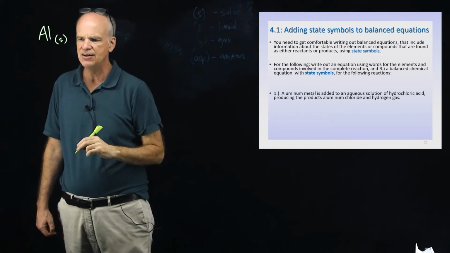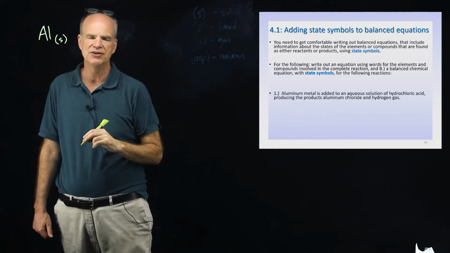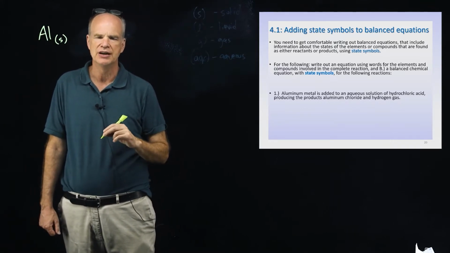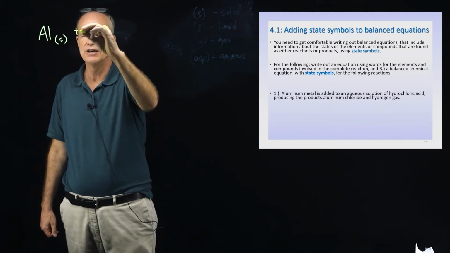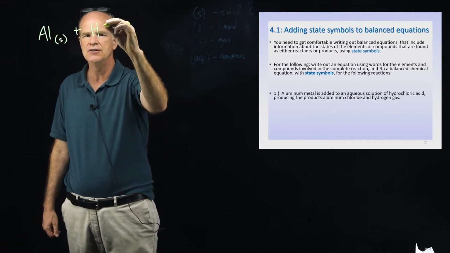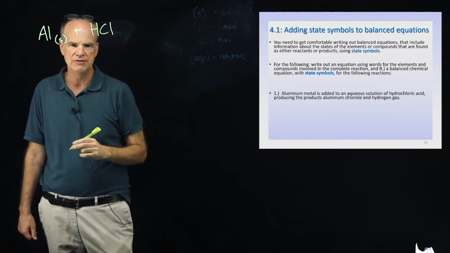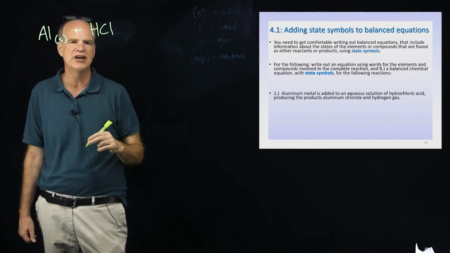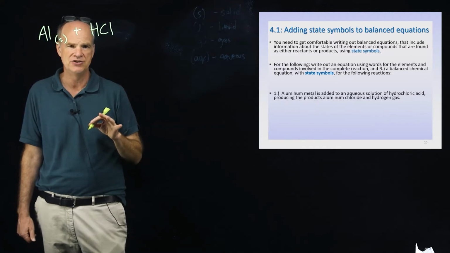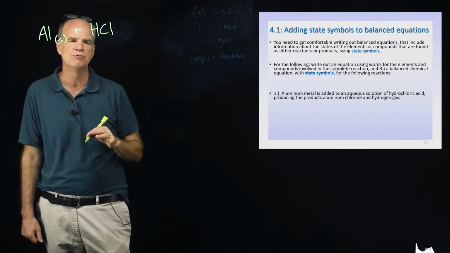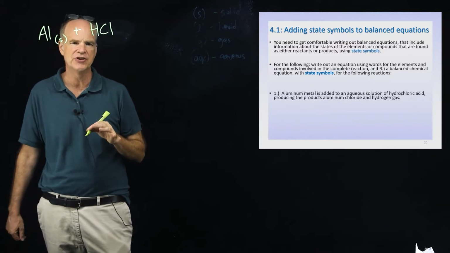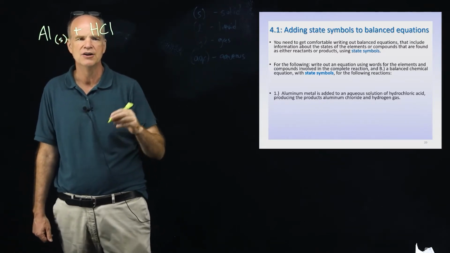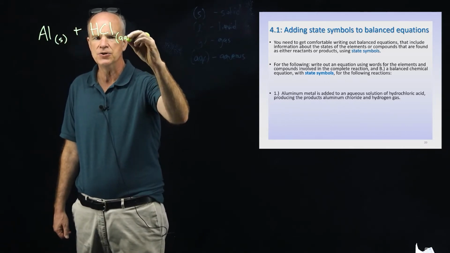It says it's added to aqueous hydrochloric acid. Eventually you'll learn the formulas for acids, and you will learn that hydrochloric acid is HCl. We have some information about it: it's an aqueous solution. What that indicates is that there's probably some hydrogen chloride dissolved in water. If so, these are ions dissolved in water, and you would indicate that this compound is dissolved in water by putting (aq) here.